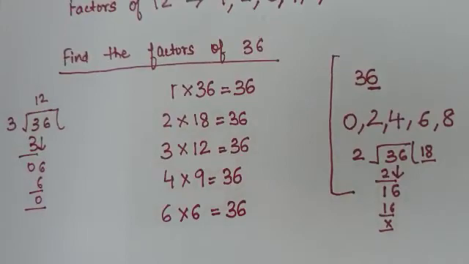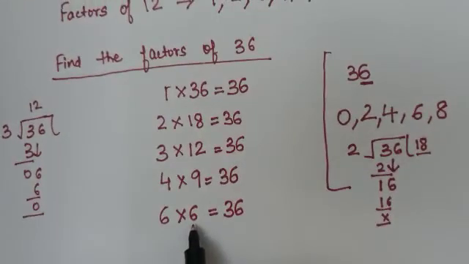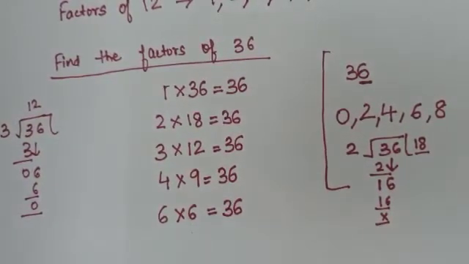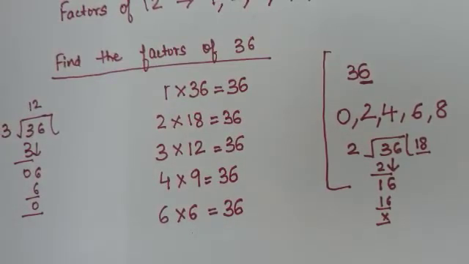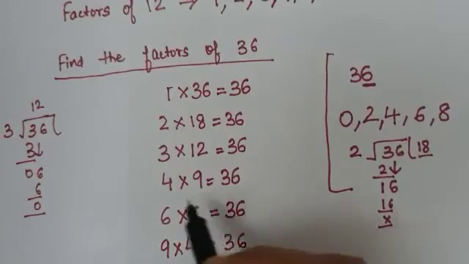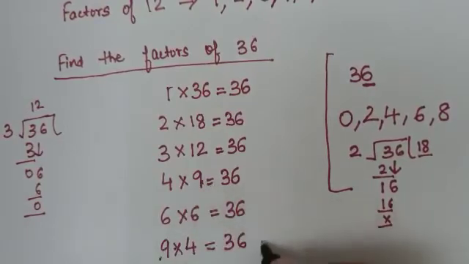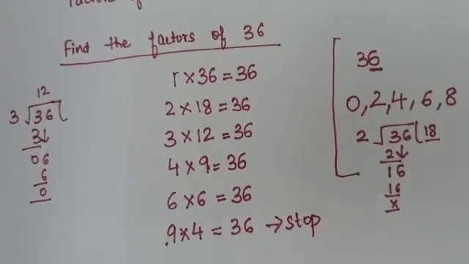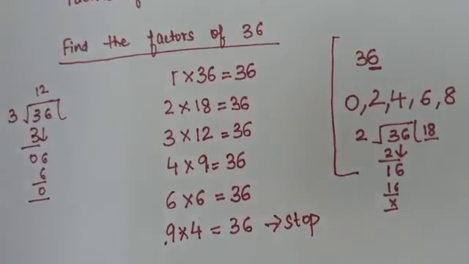Yes na? Now you can see here repetition is there. So we can stop here. Or we can also say that the table of 7 is not possible, in the table of 8 not possible. Then in the table of 9, yes, 9 into 4 is 36. So the repetition occurs. We will stop here. Clear students?